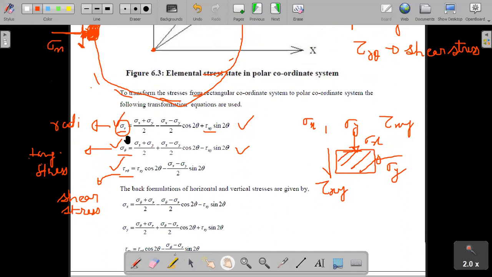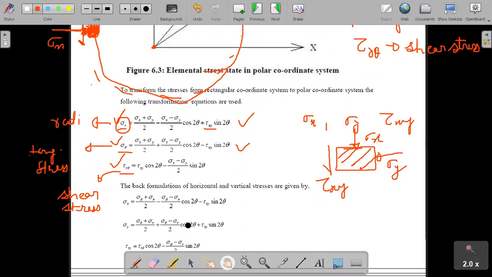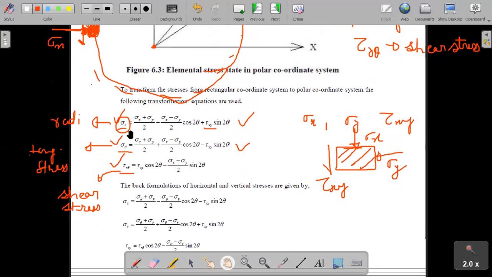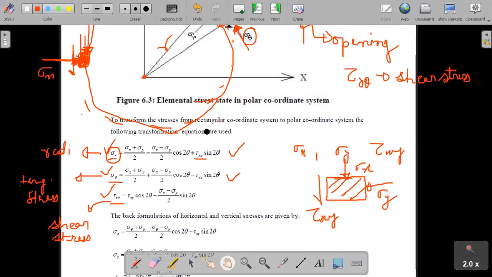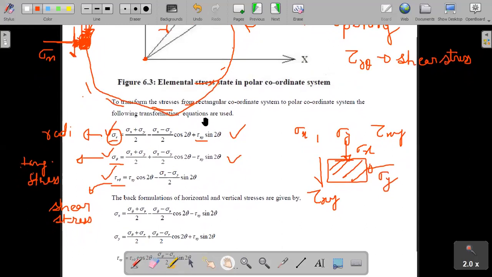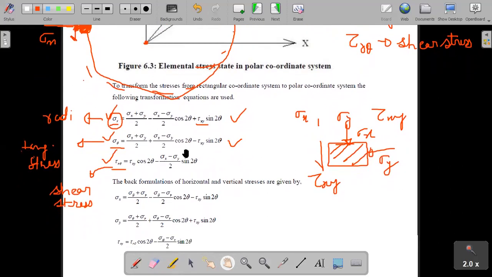What will be the summation of sigma r and sigma theta, if you add sigma r and sigma theta? Sigma x plus sigma y. Yes, means addition of sigma x and sigma y, overall stress.